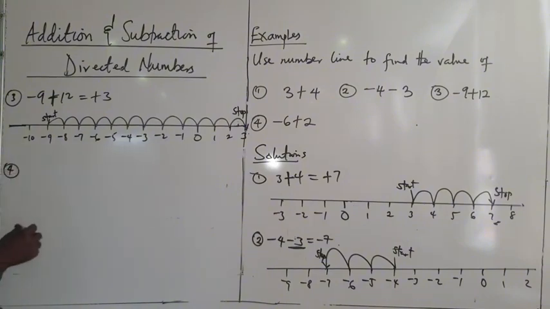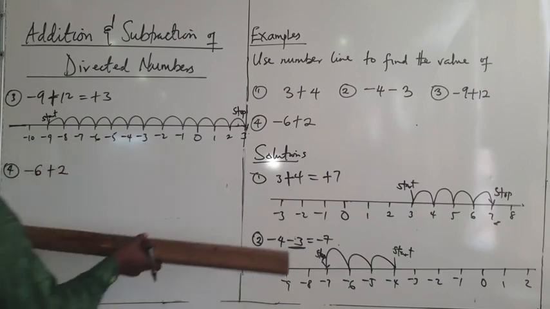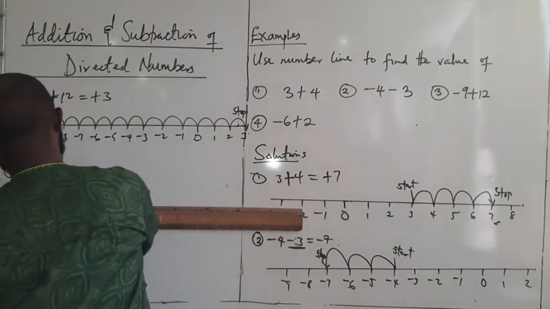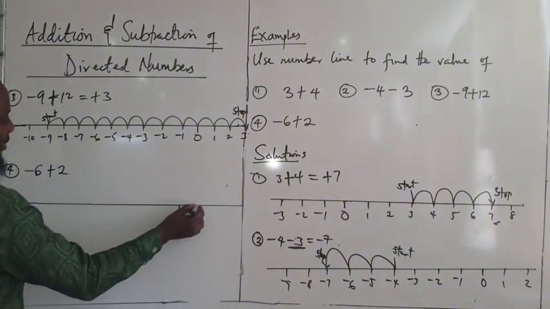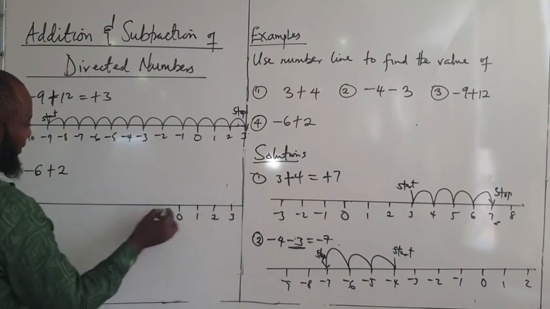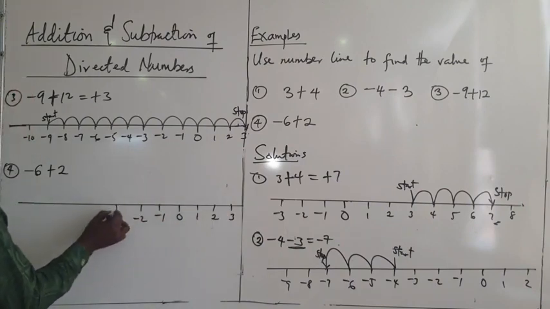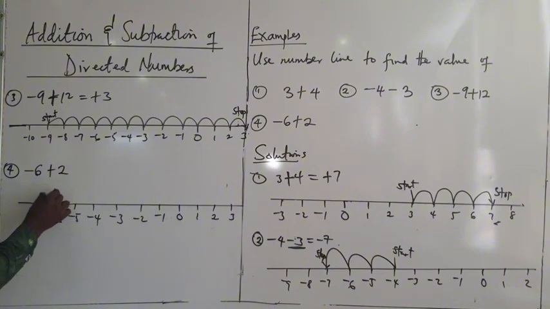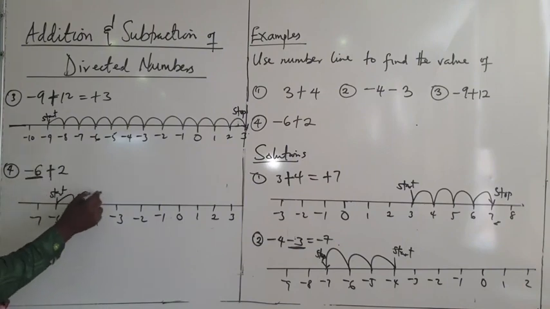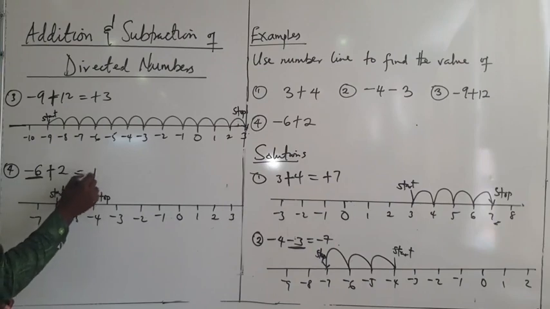Therefore, question number 4, we have minus 6 plus 2. Almost the same thing that we have there. So we can have 0 here, 1, 2, 3, then minus 1, minus 2, minus 3, minus 4, minus 5, minus 6, minus 7. We start from minus 6, the first number. We count to the right, because it is plus: 1, 2. We stop here, so the answer is minus 4.